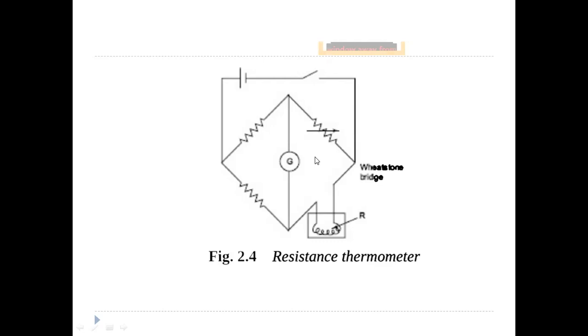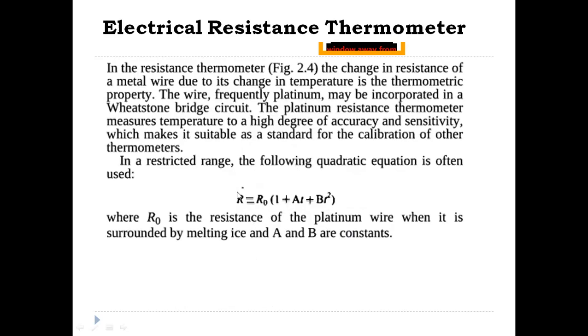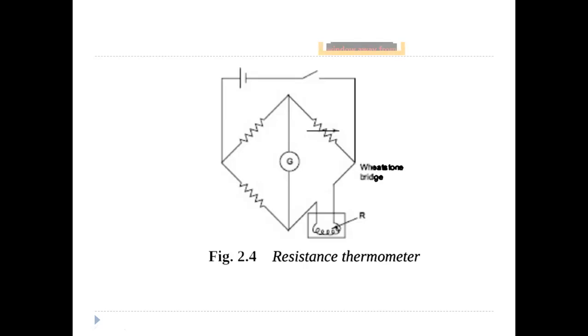So the platinum resistance thermometer will measure the temperature to a higher degree of accuracy, which makes it suitable as a standard for calibration of other thermometers also. The resistance can be found using this quadratic equation, where R is equal to R naught into 1 plus AT plus BT squared, where R naught is the resistance of the platinum wire when it is surrounded by melting ice, and A and B are constants, and these constant values vary for different materials.